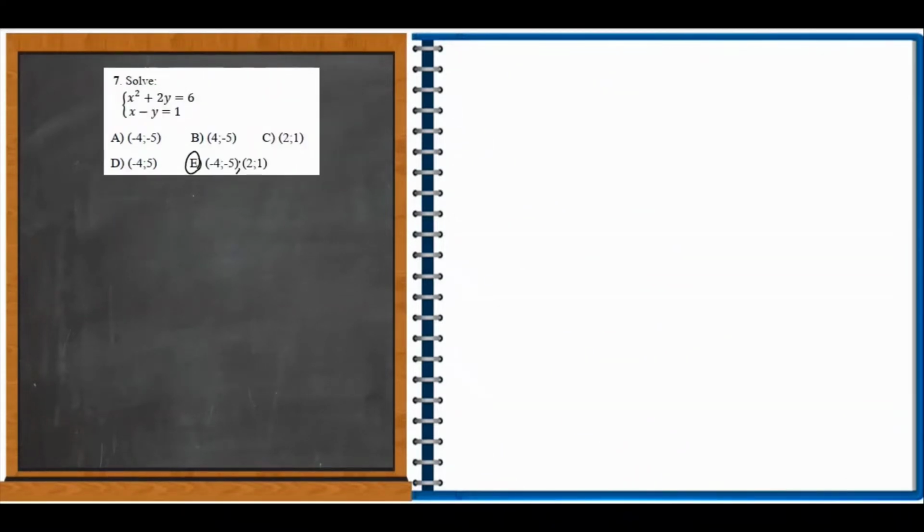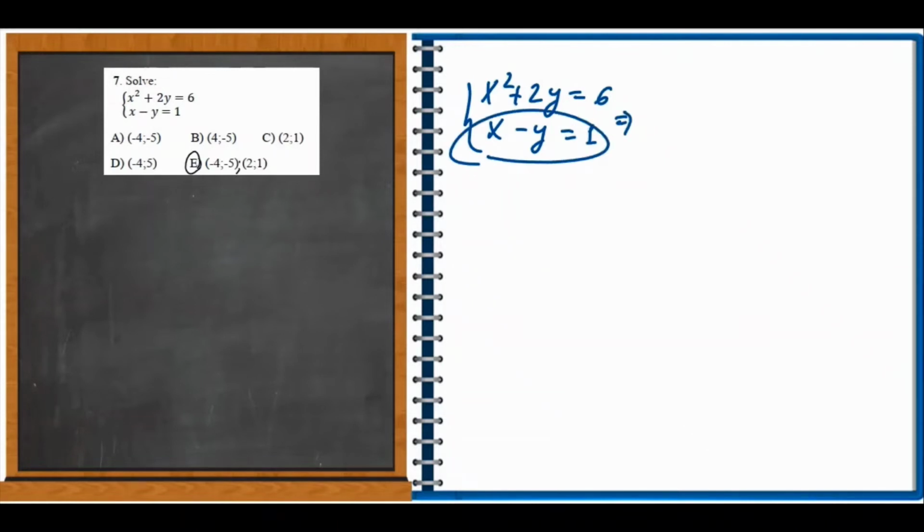Number 7. We are given simultaneous equations. In order to solve simultaneous equations, we have two methods, substitution or elimination. In this question, I prefer to use the elimination method. First, let's copy the question. x squared plus 2y is equal to 6, x minus y is equal to 1. Now, to equalize the coefficients of y, we can multiply the second equation by 2. So when we multiply the second by 2, we will get 2x minus 2y is equal to 2, x squared plus 2y is equal to 6.